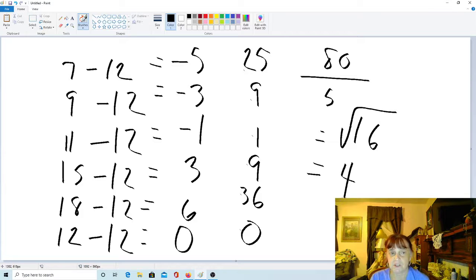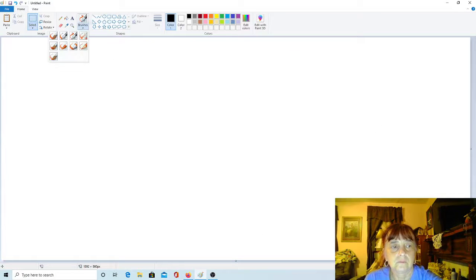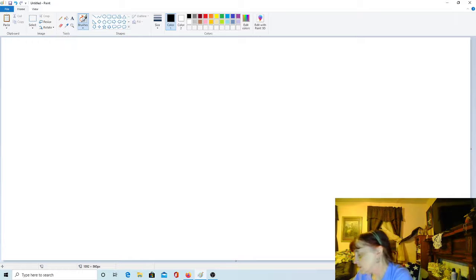So your first step is find the mean. The second step is subtract the mean from each number. Then you square those numbers. Then you add up the squares, divide by n minus 1, and then you take the square root. Okay, so that's called the standard deviation.